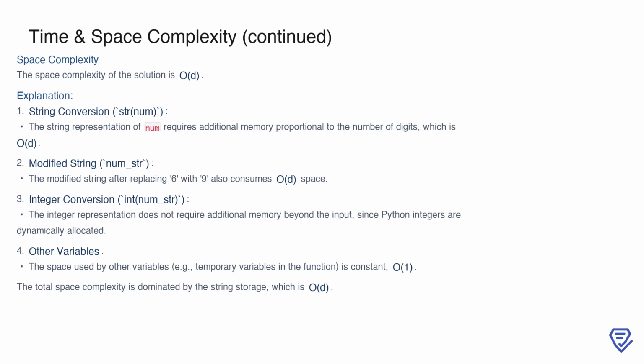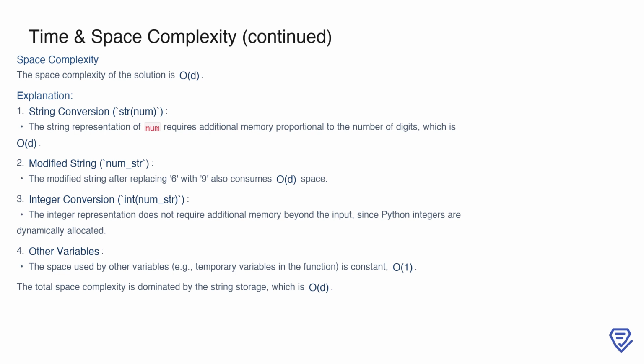The space complexity of the solution is primarily determined by the memory used to store the string representations of the number. When we convert the integer number to a string, the new string representation requires memory proportional to the number of digits, which is O(d). Similarly, when we create the modified string after replacing 6 with 9, this also consumes O(d) space since it is another string of the same length.